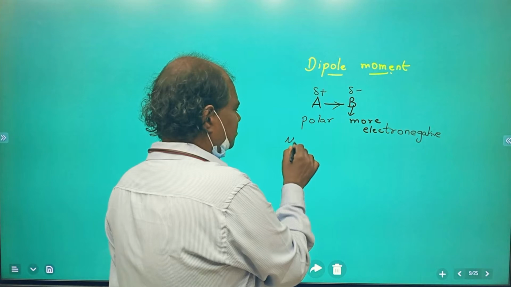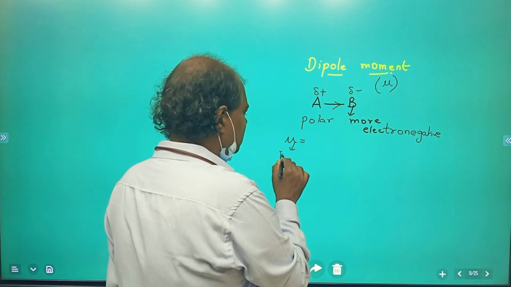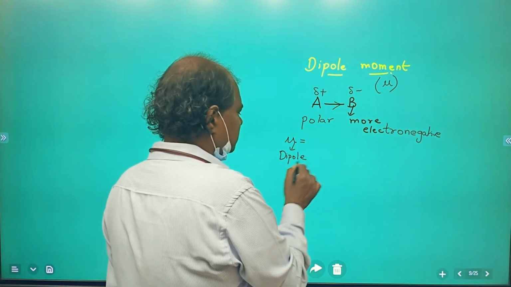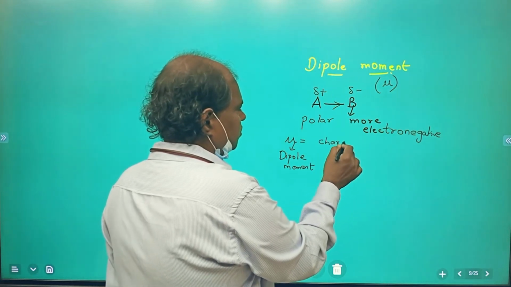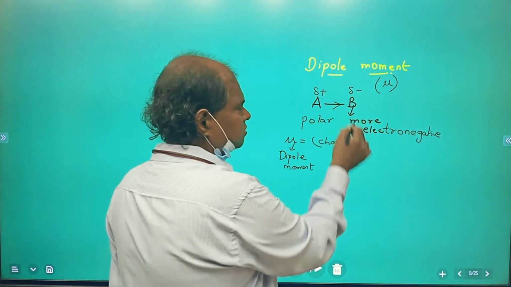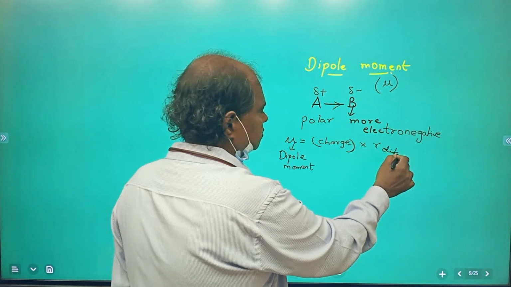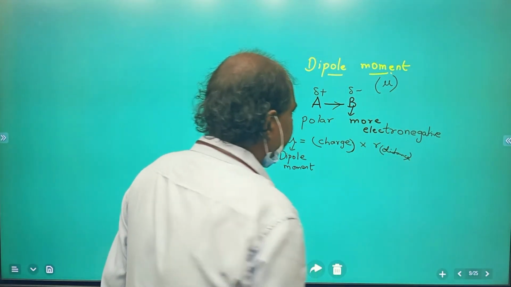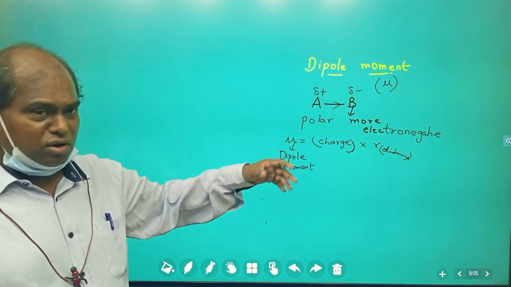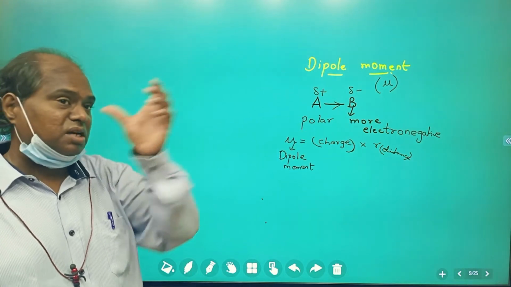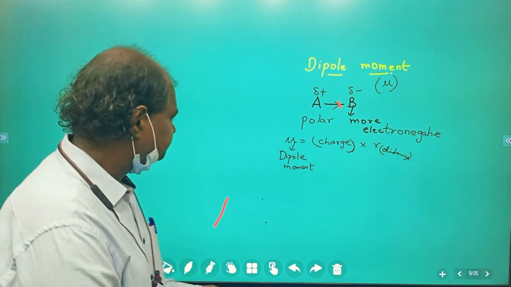And we define a term called dipole moment. Students, the symbol for dipole moment is mu. So mu is nothing but dipole moment, defined as charge into distance. Whatever charge is developed, into the distance between them, R is the distance. So that's the definition of dipole moment. If it is more and more electronegative, you will get more and more charge. Charge will be high.